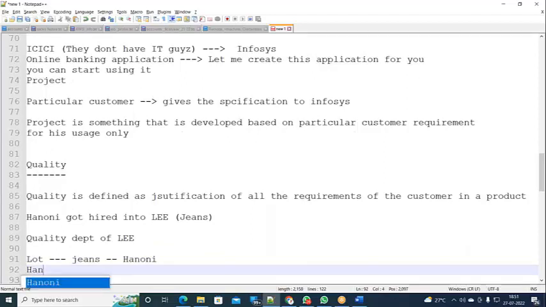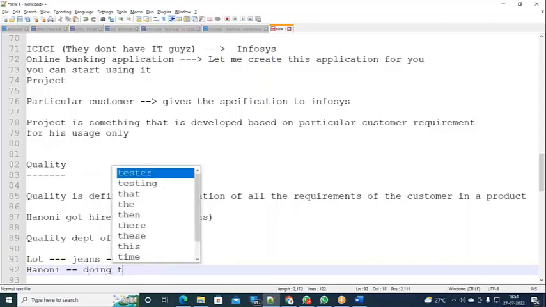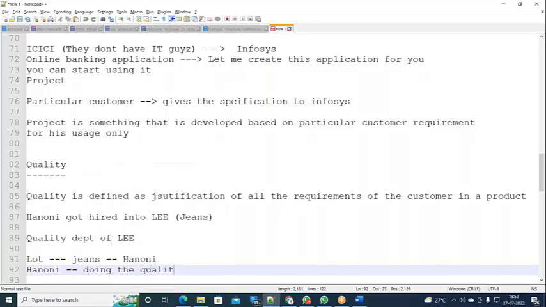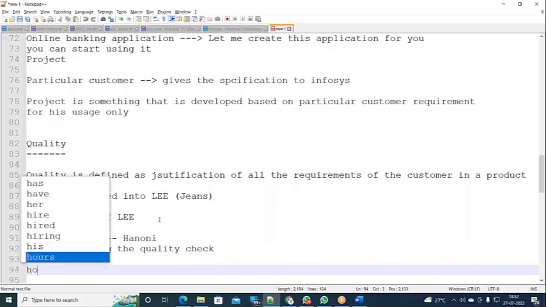Hanoni thinks that he knows everything about jeans, and he started doing the quality check. In the lot, usually there will be 300, 400 jeans. He will not open every single jeans. He will check one jeans and do the quality check on that. If it is passed, obviously all of them will be passed. Generally, that's how it will be. He opened that one jeans and he started seeing some holes.